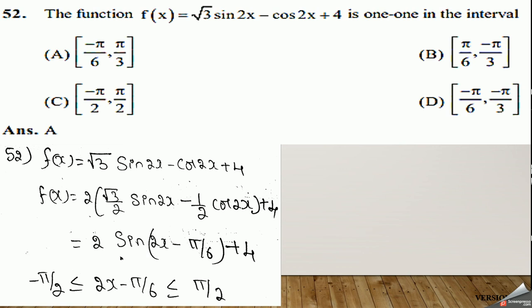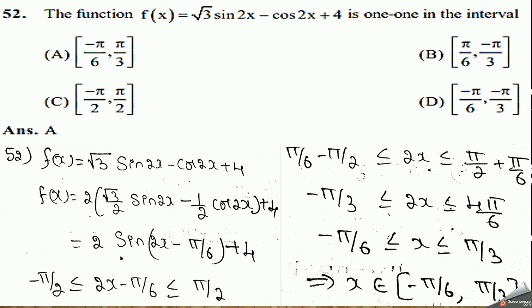As we know that 2x minus pi by 6 lies between minus pi by 2 to plus pi by 2. Shift pi by 6 to the other side. We are going to get this as minus pi by 3 less than or equal to 2x less than or equal to 4 pi by 6. Divide the whole thing by 2. Minus pi by 6 less than or equal to x less than or equal to pi by 3. So x belongs to the closed interval minus pi by 6 to pi by 3. Option A is the answer.